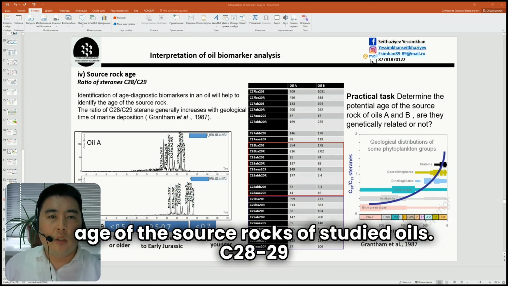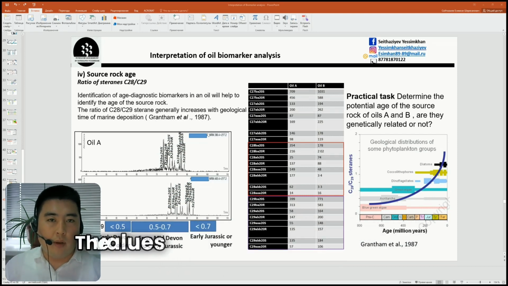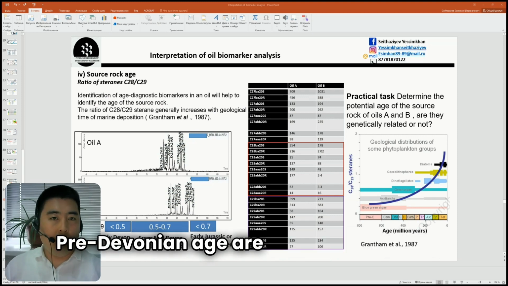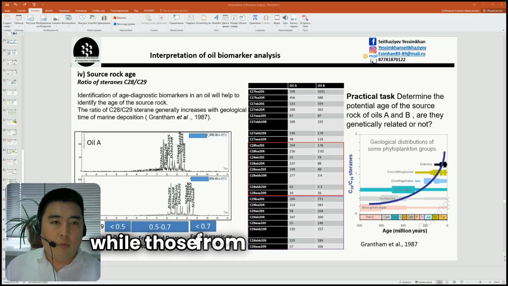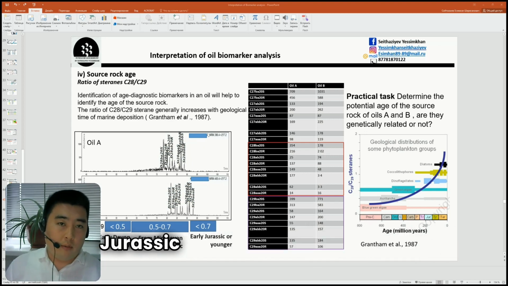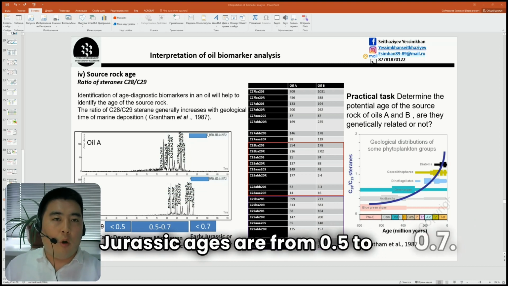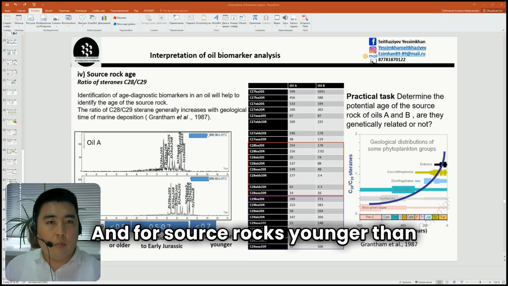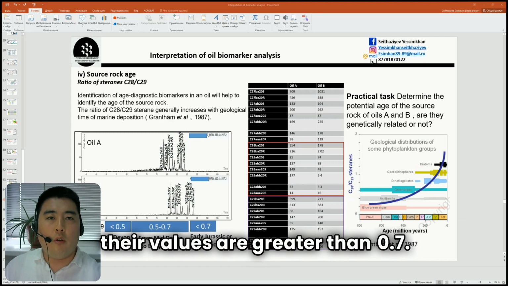The C28/C29 sterane ratio usually increases with geological time. The values for source rocks older than pre-Devonian age are low, less than 0.5, while those from Devonian to early Jurassic ages are 0.5 to 0.7, and for source rocks younger than Jurassic, their values are greater than 0.7.